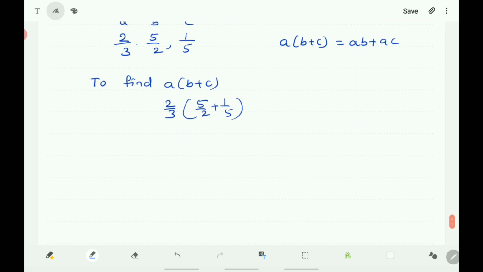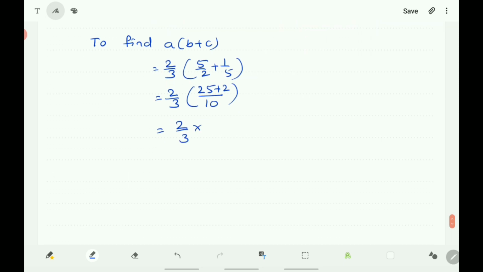And the LCM of 2 and 5 is here 10, because they are co-prime numbers. Their product becomes the LCM here. And 2 5s are 10, 5 5s are 25, plus 5 1 5s are 5, 1 2s are 2. So it is 2 by 3 into 27 by 10.